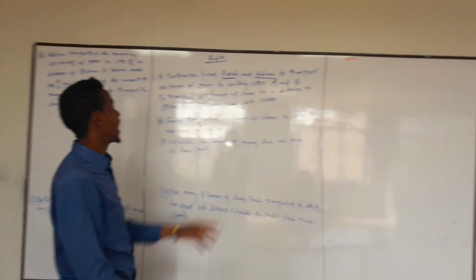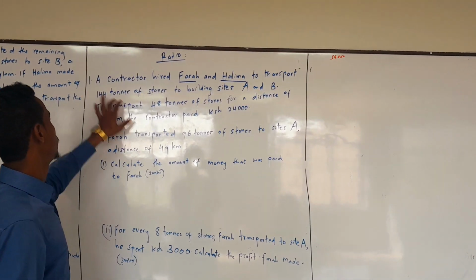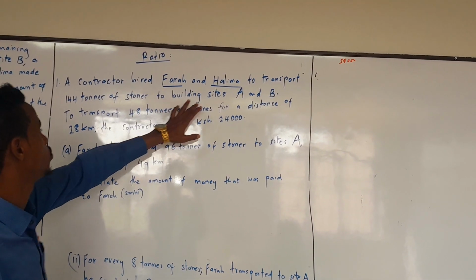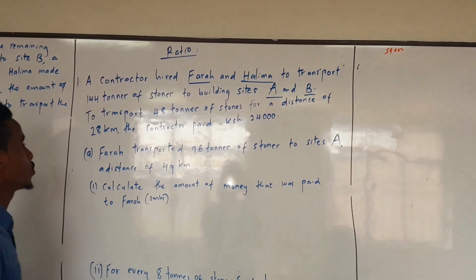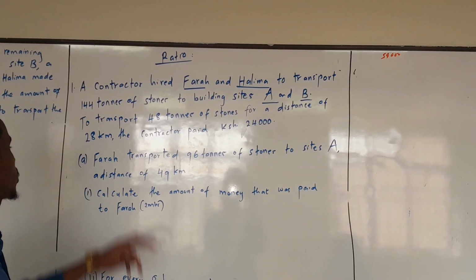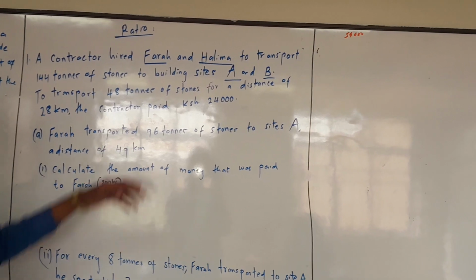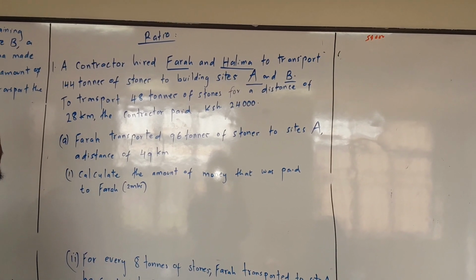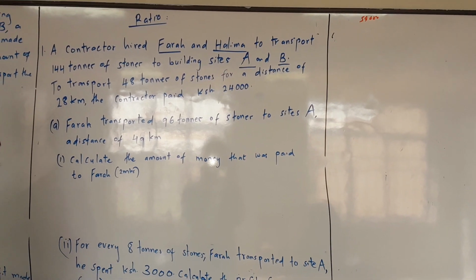A contractor hired Farah and Halima to transport 148 tons of stones to building sites. We have two building sites, A and B. To transport 48 tons of stones for a distance of 28 kilometers, the contractor paid cash 24,000. Farah transported 96 tons of stones to site A, a distance of 49 kilometers. Calculate the amount of money that was paid to Farah.